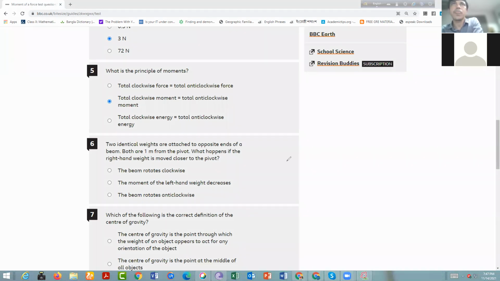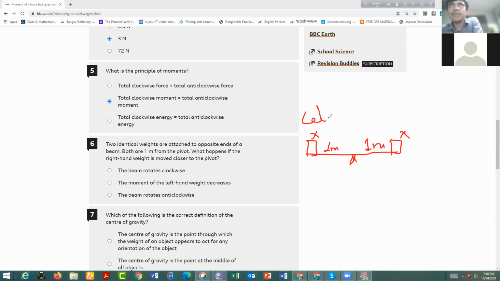See here. This is the beam, okay? This is the pivot point. Here we have, let's say, X weight. Here we have X weight. That means it will be balanced, right? This is 1 meter. This is 1 meter. This is left. This is right. If I bring the right side one closer to the pivot point, what will happen?